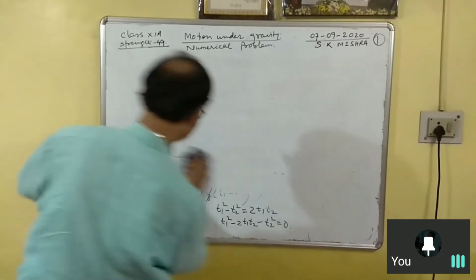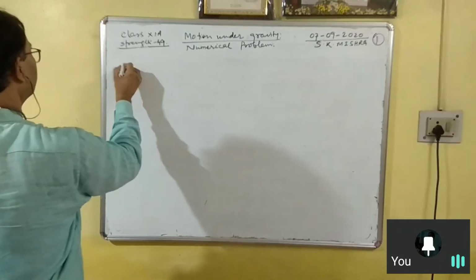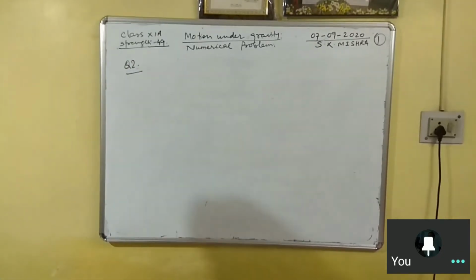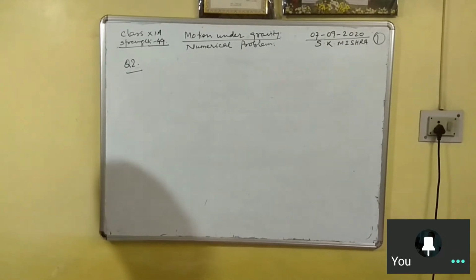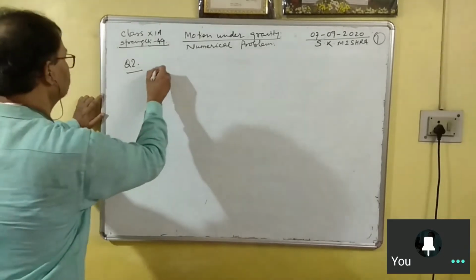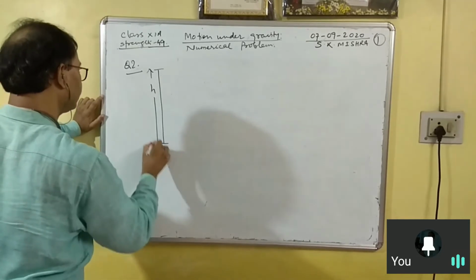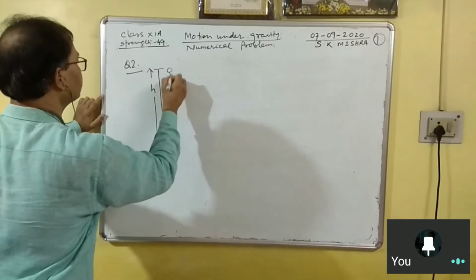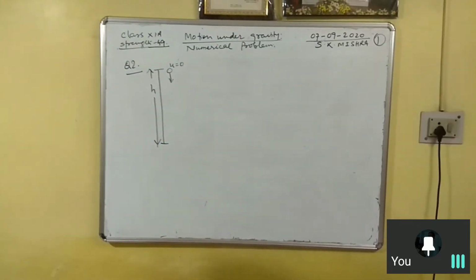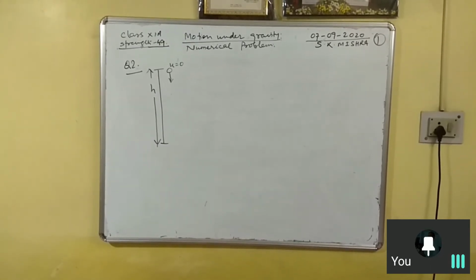More interesting than this. This problem is balloon ascending and descending. So question number 2. A ball is released from the top of a tower of height h meter. Here is a tower of height h meter, and this ball you have released with u equal to 0. Released means you have dropped it with an initial velocity 0. So from rest, a ball is released from the top of a tower of height h meter.